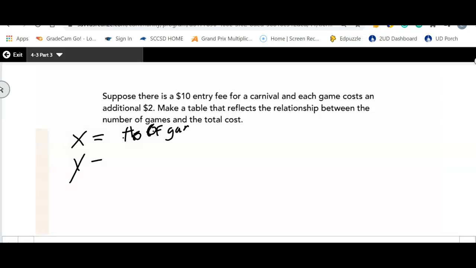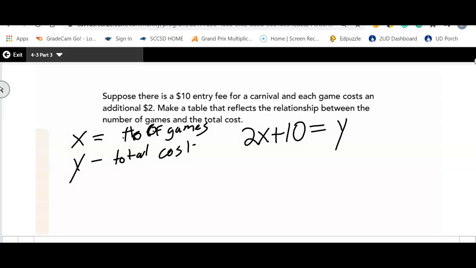Again, this is where I'm talking about shouting out. Okay, X and Y. If you wanted to change your X to G for games and your Y to a T or a C, that's totally fine, but you have to identify it. Okay, then what's the equation for this problem? Ella? 2x plus 10 equals Y.